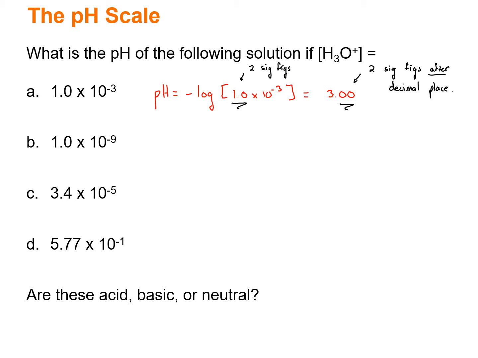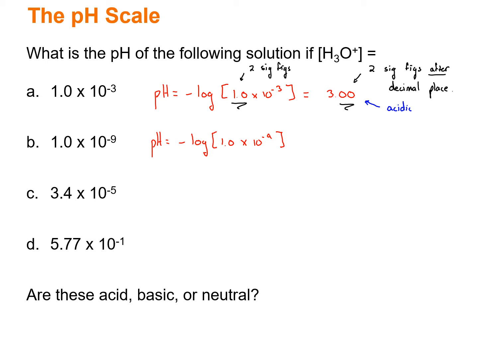And so if it's 2 in the concentration of our solution of the hydronium ion, then it's going to be 2 after the decimal for the pH. Okay, so if it's a pH of 3, we should characterize it as acidic. Let's look at the next one.